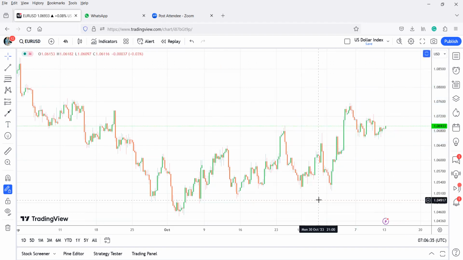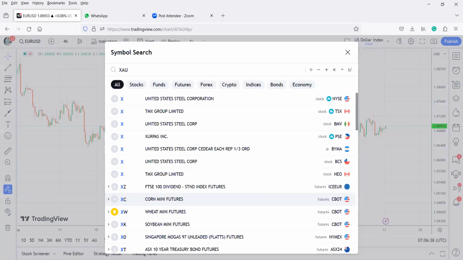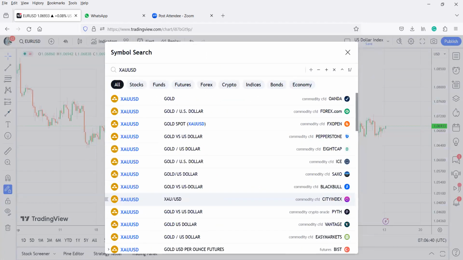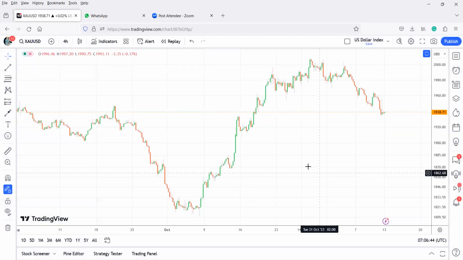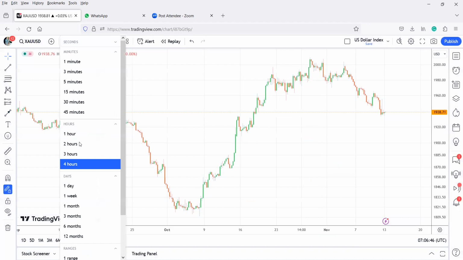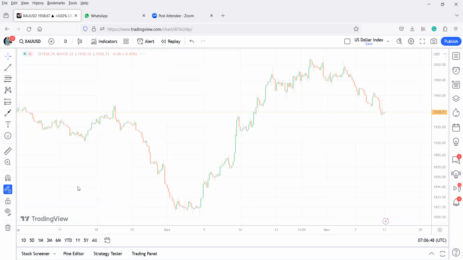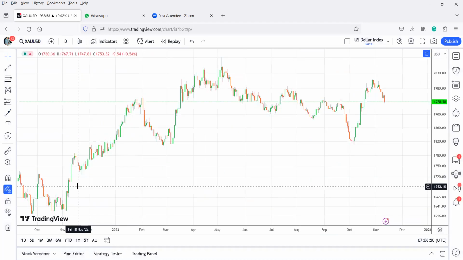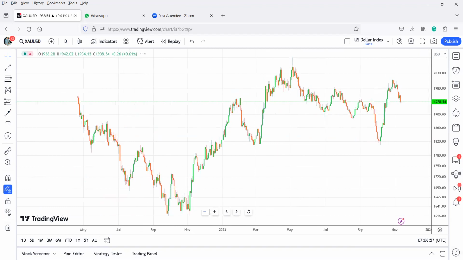Okay, next we go to the most traded instrument, gold. Gold is depicting a beautiful story. Bring up the long-term picture first, and then we will go to the short-term or medium-term.